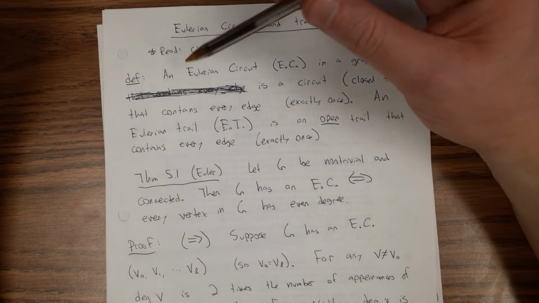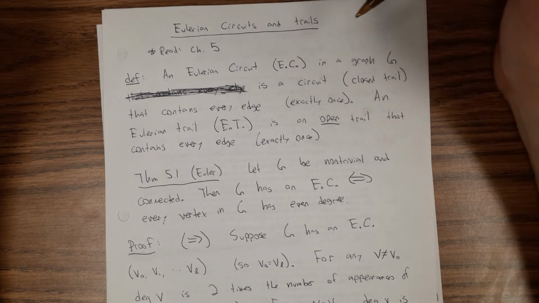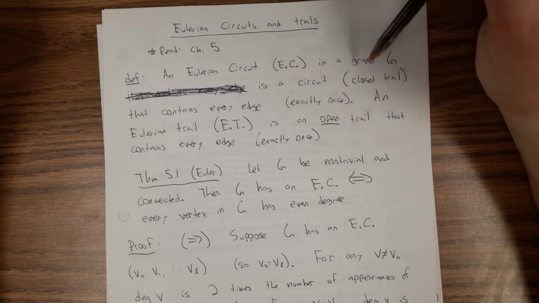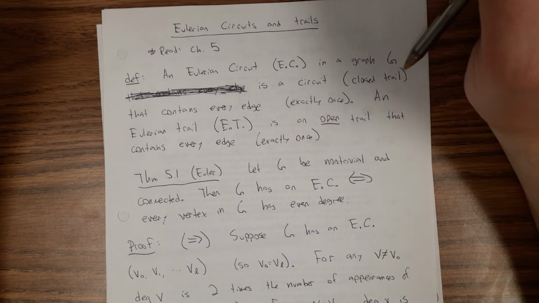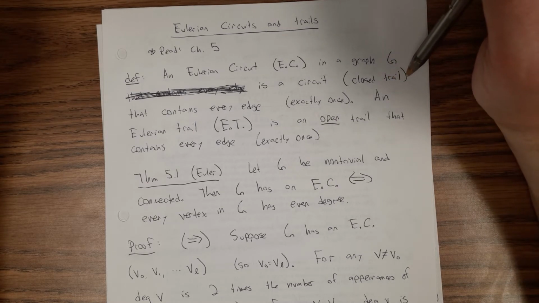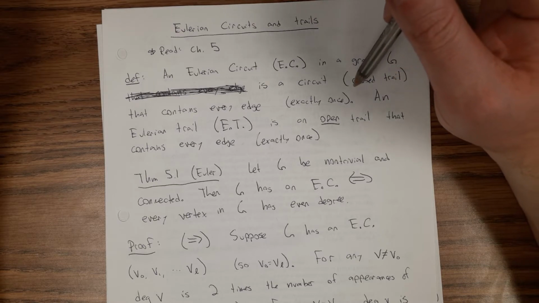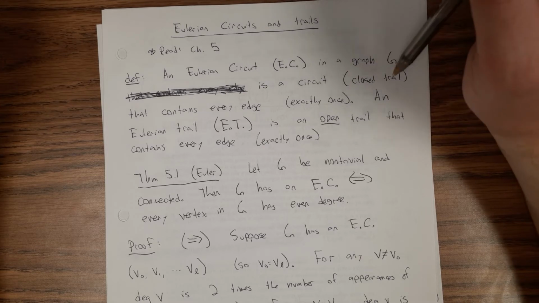So, an Eulerian circuit, which I'll abbreviate EC, in a particular graph, is a circuit. In other words, it's a closed trail. A trail is a walk, so it's a sequence of vertices such that consecutive vertices on the trail are supposed to be adjacent. And a trail doesn't use the same edge more than once. And being closed means that you end at the same vertex that you started at.